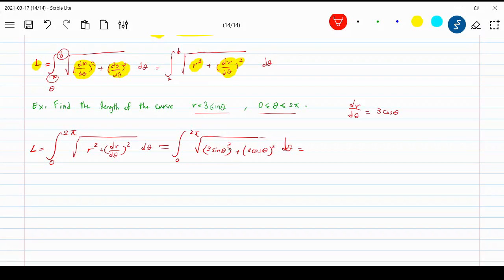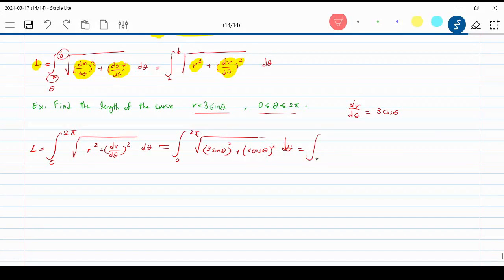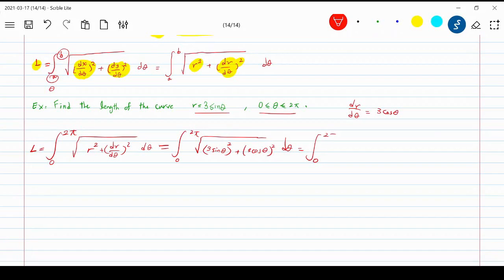If you add them up, you'll get 9 sine squared plus 9 cosine squared. Factor out the 9, and sine squared plus cosine squared is 1. So this square root simplifies to just 3 d theta. The integral of that is 3 theta evaluated from 0 to 2 pi, which gives us 6 pi minus 0, which is simply 6 pi. And this is quite easy to calculate.